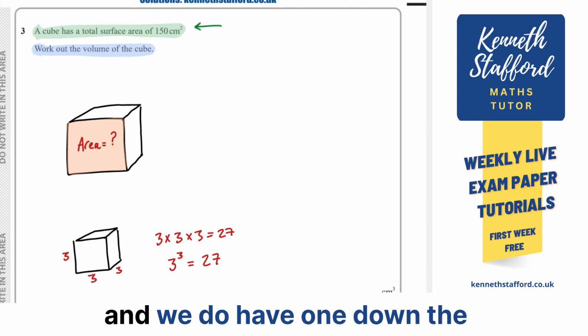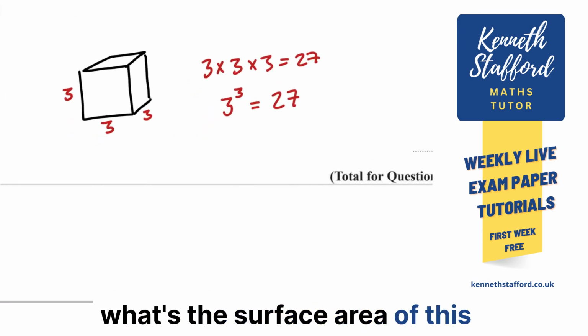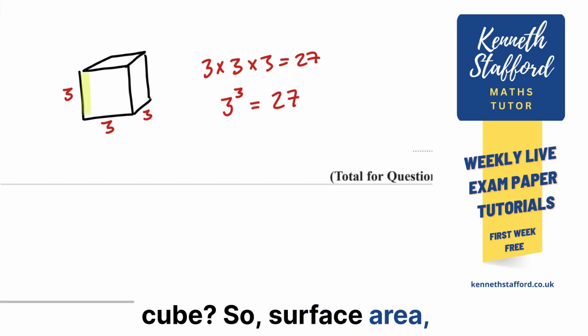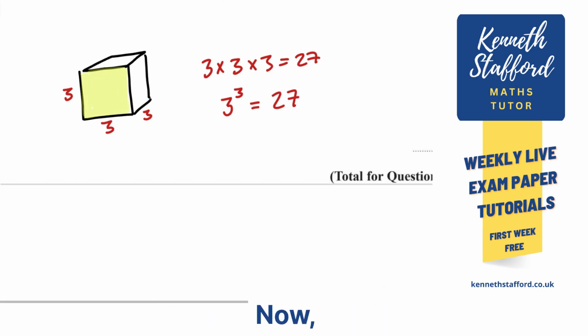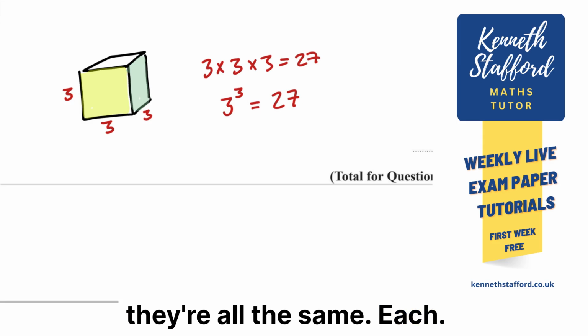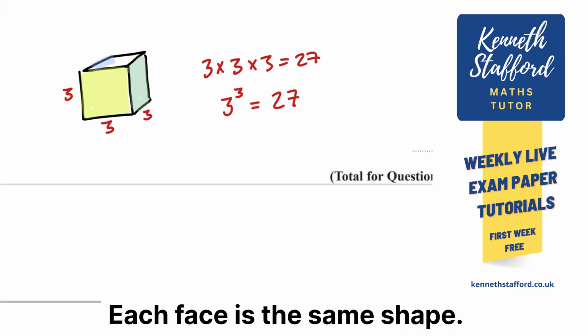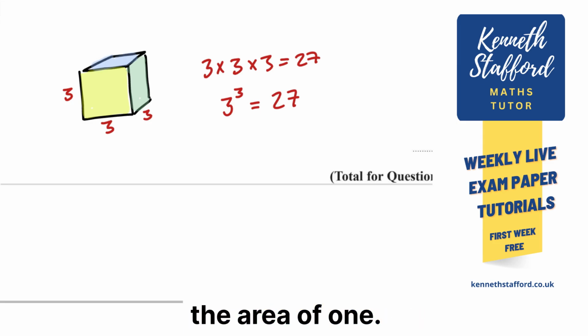Make up your own cube, and we do have one down the bottom here, and say, right, well, what's the surface area of this cube? So surface area, if you're unsure, is the area of all the faces. Now, a cube has got 6 faces, and they're all the same. Each face is the same shape. They're all squares. So we need to figure out the area of 1.